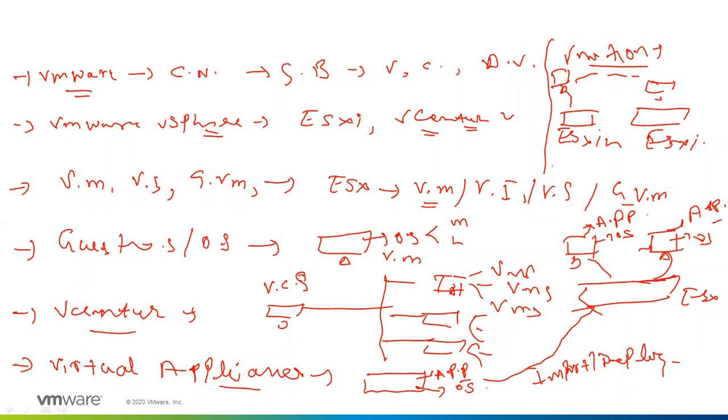Inventory is where we see the list of tabs available under vCenter or ESXi. That's what we call an inventory.